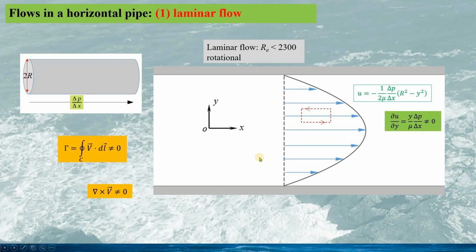However, we cannot say the flow at the center of the circular pipe is irrotational, since away from the center line, the curl of the velocity vector would be non-zero. Hence, we can say the Hagen-Poiseuille flow is a rotational flow.